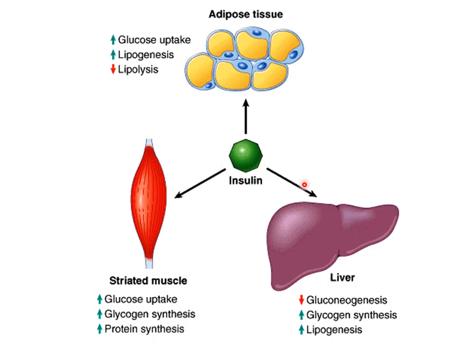This figure summarizes the action of insulin. What are the actions of insulin on the liver? Insulin inhibits gluconeogenesis, that is the synthesis of new glucose. Insulin stimulates glycogen synthesis, that is glycogenesis. And insulin stimulates lipogenesis, that is synthesis of fat.